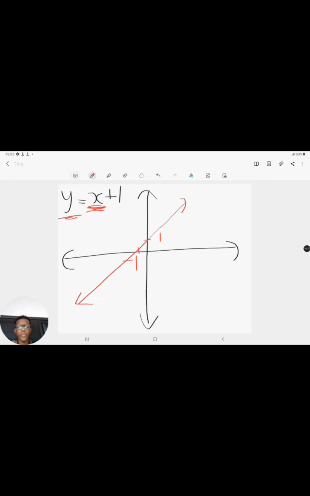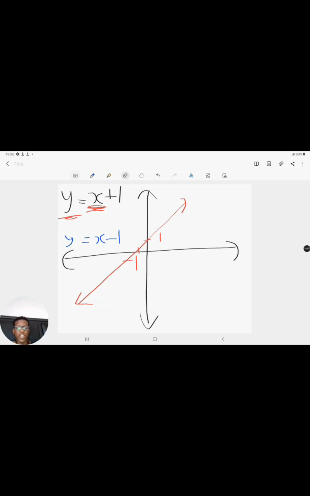Okay, this is my graph, and now what is the inverse of this graph? I'm going to write the inverse in blue. Remember how to find the inverse: I just interchange the variables, and I make y the subject of the formula. So therefore this is going to be y is equal to x minus 1. Okay, so that's the inverse. I'm going to erase that, and I'm going to keep the inverse here.